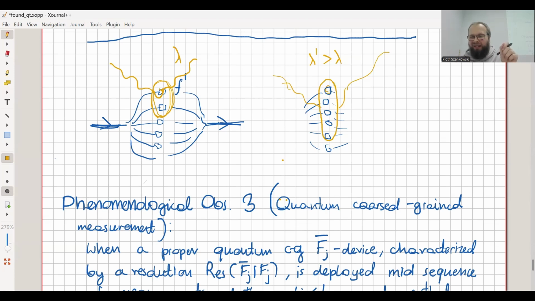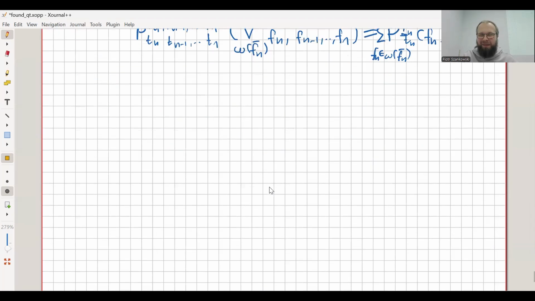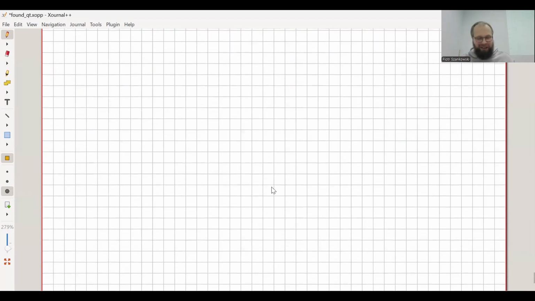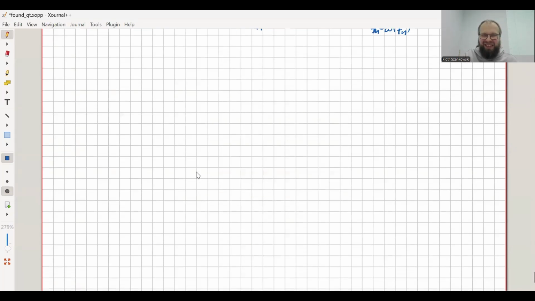This is not a device which doesn't measure anything. It's so bad at being a measuring device that it cannot differentiate anything. But it's still a measuring device, because we just took one that worked and adjusted the settings. So what would happen if I deploy this kind of extremely stupid device? What will happen? We have another observation here, which talks exactly about that.